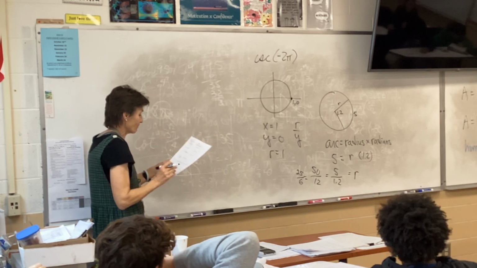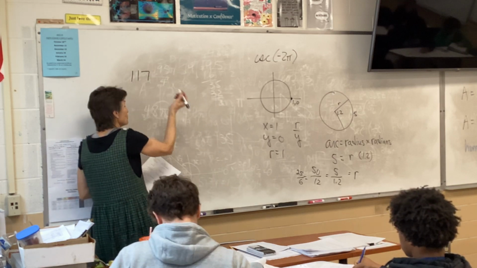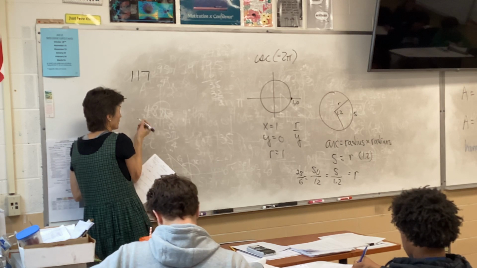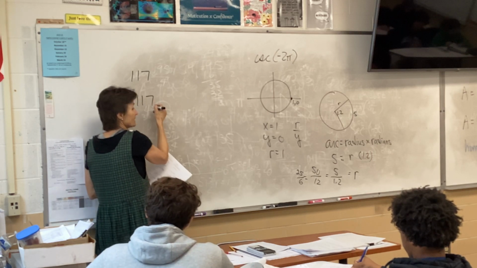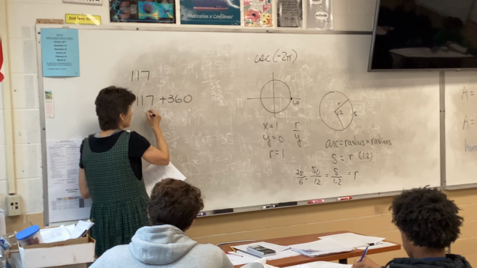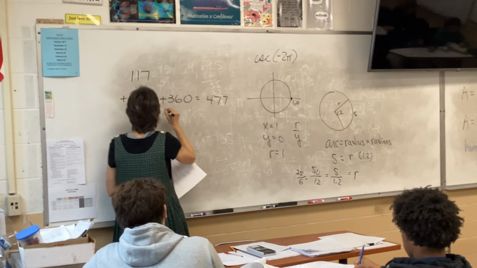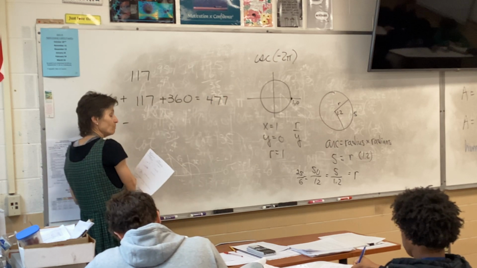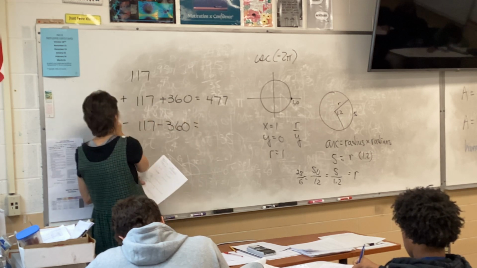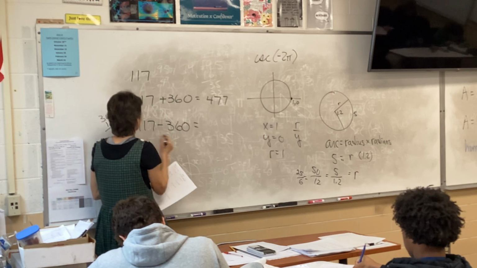All right, number 3, find a positive and a negative coterminal angle for 117. You can't miss this. What's a positive one? 477. 117 plus 360, which is what? 477, did I add that right? And then what would a negative one be? 117 minus 360? Negative 243.